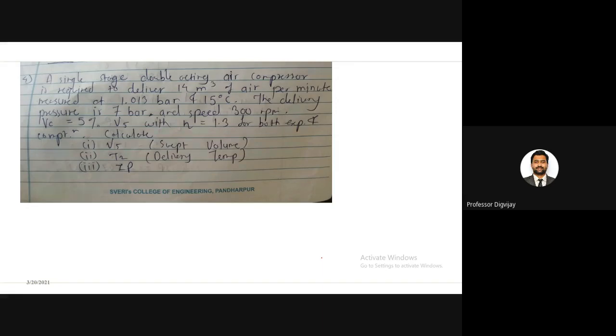So here is a one single stage double acting air compressor. So what is double acting? Up to this point, we have seen single acting only. We have not seen double acting. So suppose this is a cylinder. This is your cylinder head.